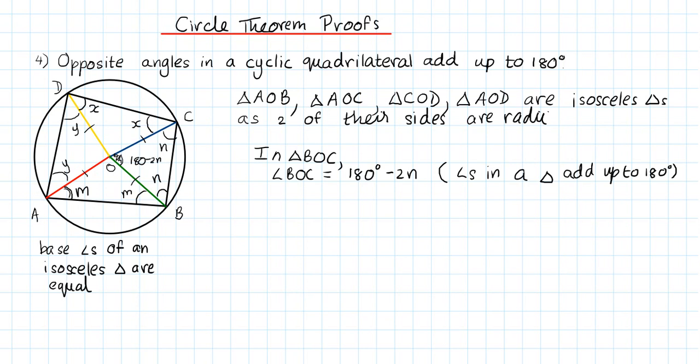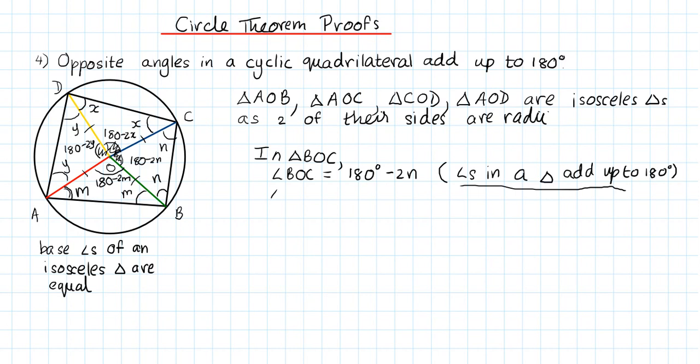And similarly, we will have this angle over here, angle DOC, as 180 minus 2x. This angle over here, 180 minus 2y. Then this angle here will be 180 minus 2m. And all of them will have the same reason: angles in a triangle add up to 180 degrees. I'm just going to make a note of that.